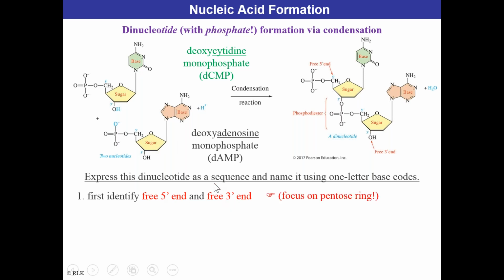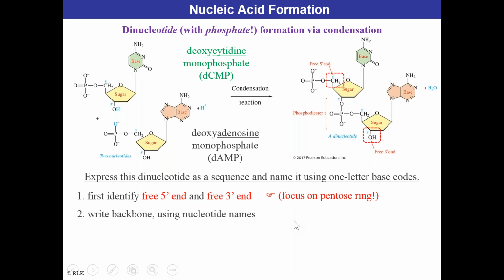And again, what is this doing? You don't worry about the nitrogenous base or the phosphate per se, you're just focusing on the pentose ring. So just focus on what is yellow, and in those yellow regions then are what's going to dictate where the free 5' and the free 3' might be, okay? So the 5' free is going to be found at the deoxycytidine. The 3' free is going to be found within the deoxyadenosine, okay?